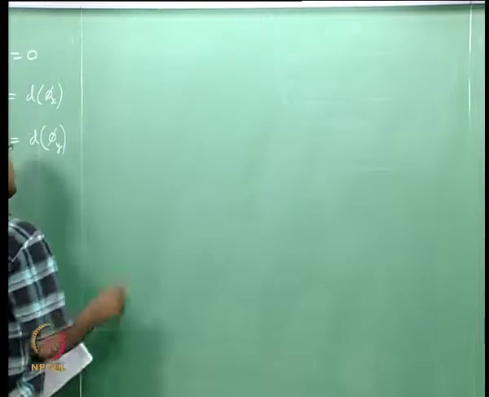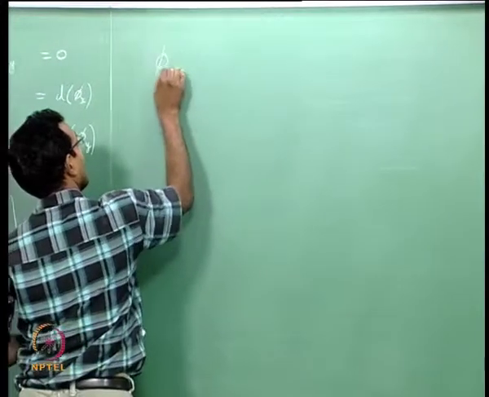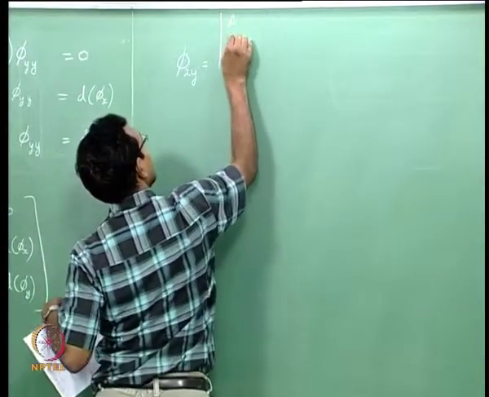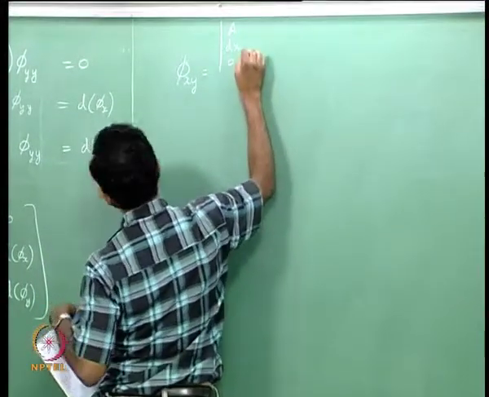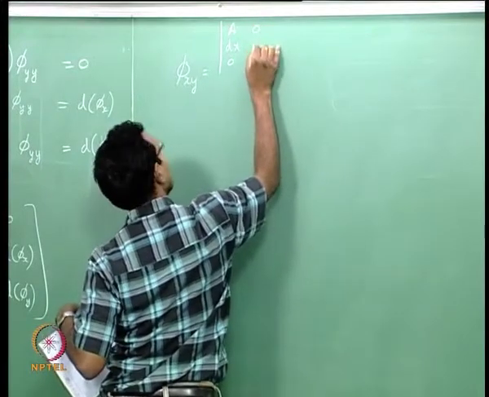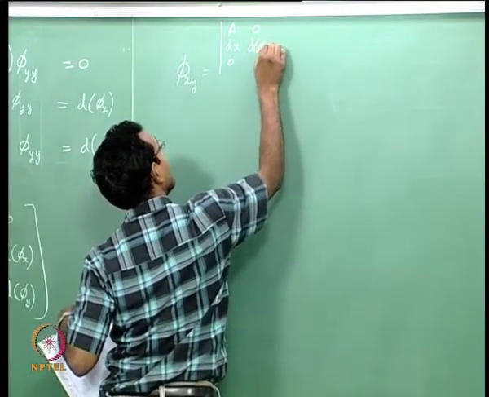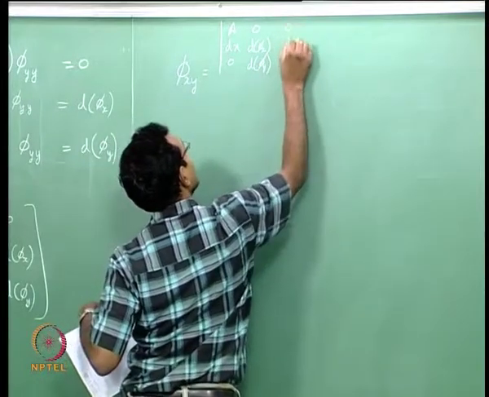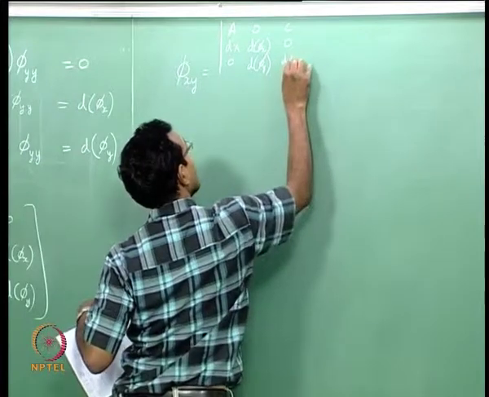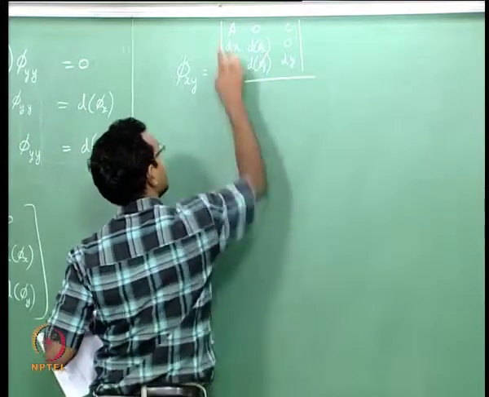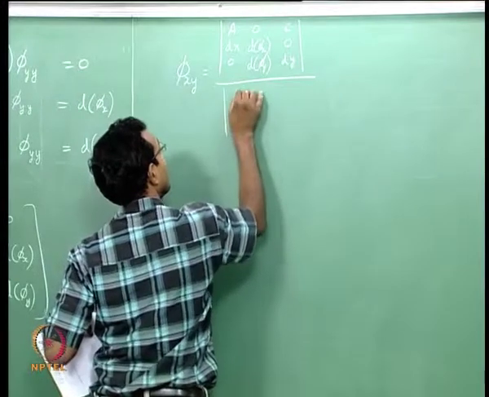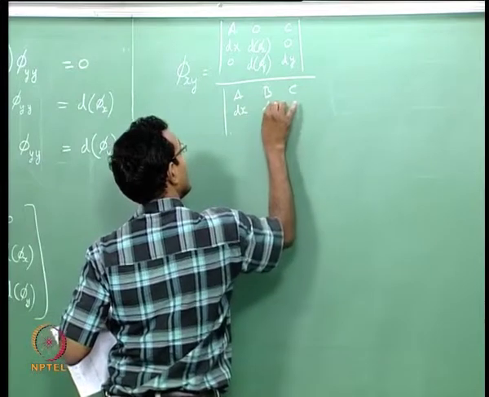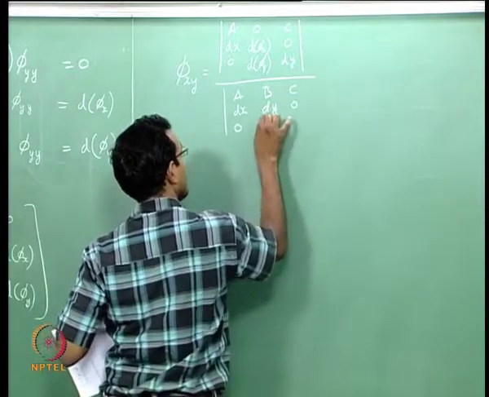Okay. So I am looking for phi xy solution, which is a determinant with entries dx 0, 0 d of phi x, d of phi y, c 0 dy, divided by the determinant with entries a b c, dx dy 0, 0 dx dy.